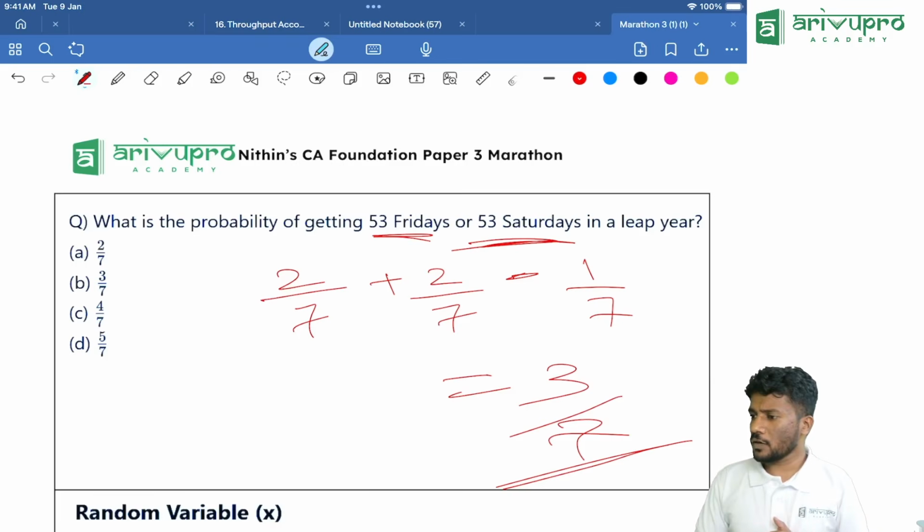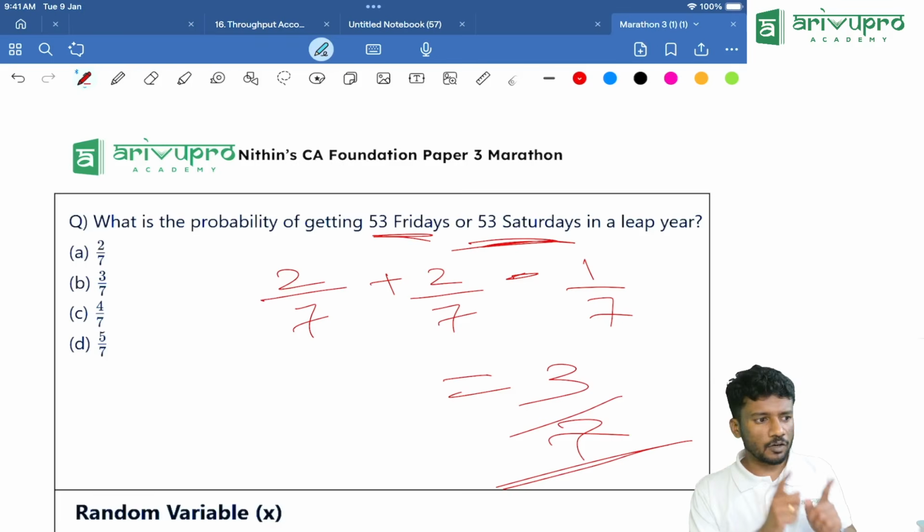That's all for the day. Random variable we will discuss along with theoretical distribution.